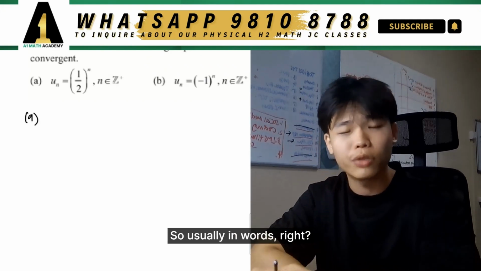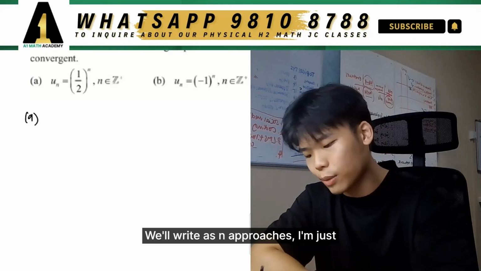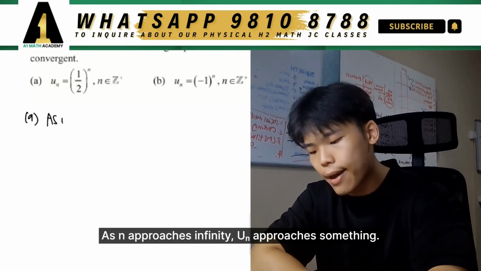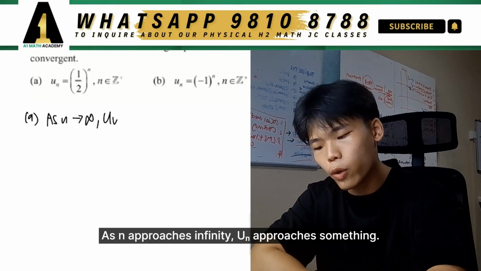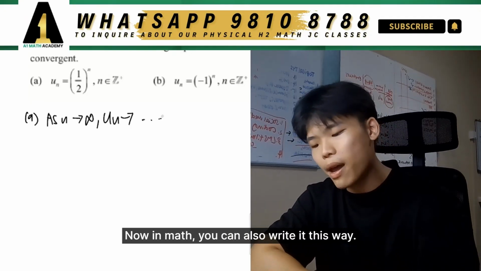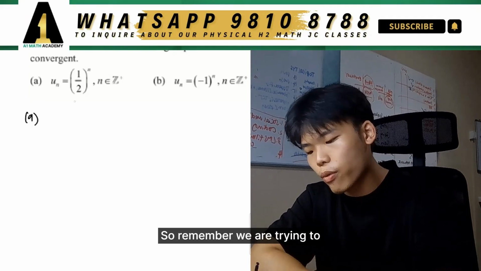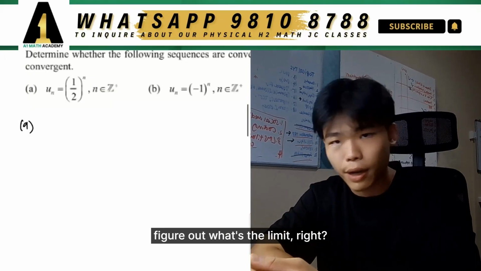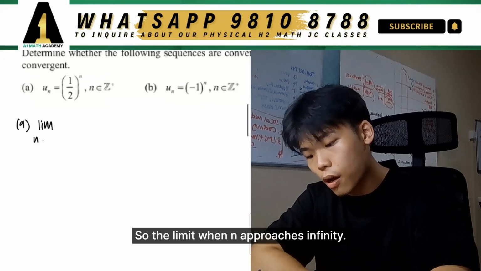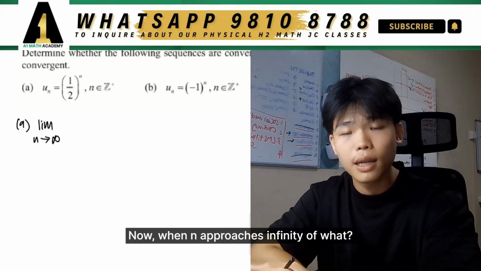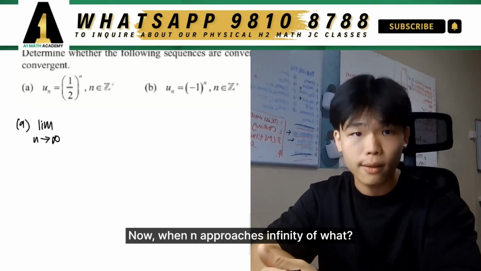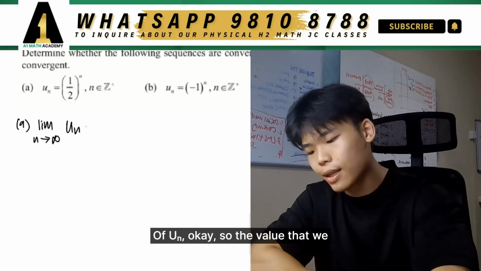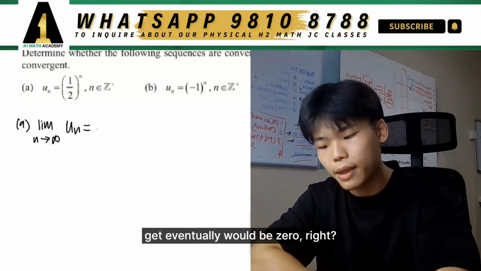So usually in words, we'll write, as n approaches infinity, un approaches something. Now, in math, you can also write it this way. So remember, we are trying to figure out what's the limit, right? So the limit as n approaches infinity of un. Okay, so the value that we get eventually would be 0, right?